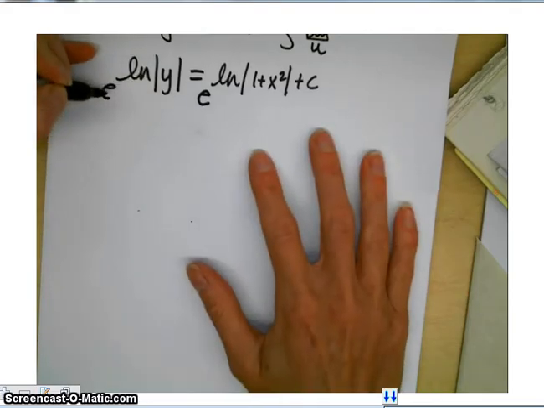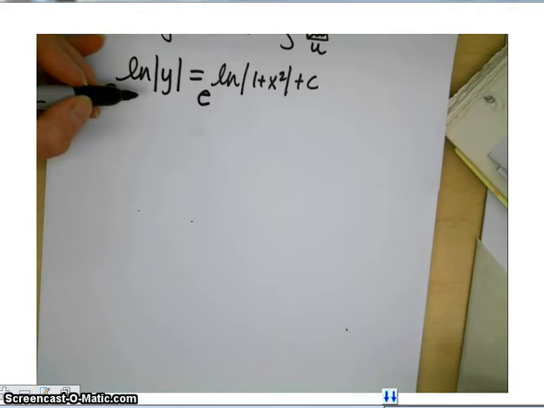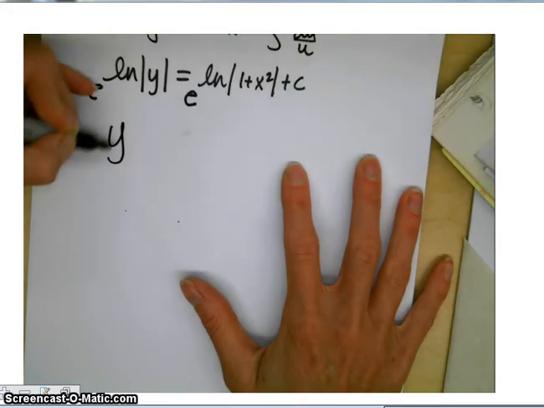So I'm going to have e to the natural log of y. Now, why do you just get y? How are e and natural log related? Go ahead, Caitlin, louder. You were right. They are inverses. So what happens? What do inverses do? Cancel each other out. They undo each other, and so you're just left with y equals.